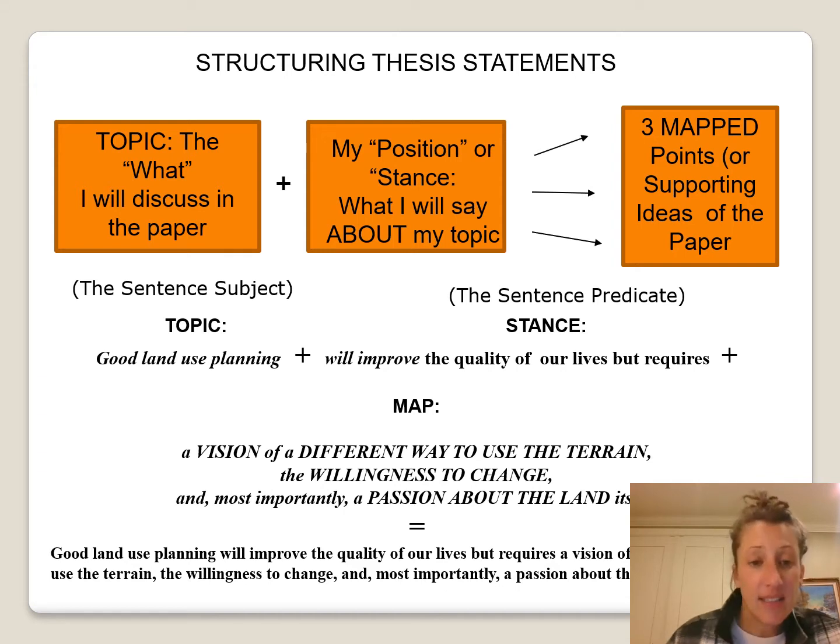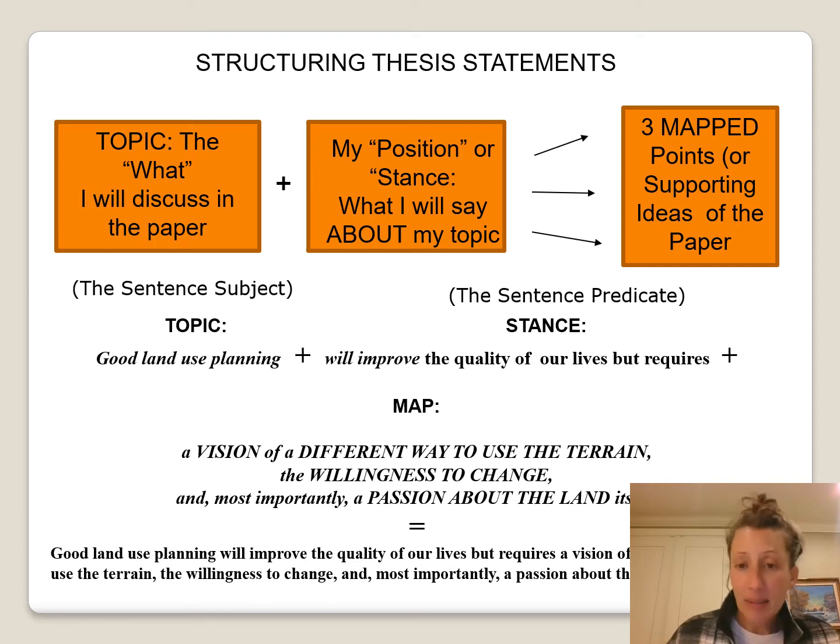So in this example, good land use planning is our topic. This could be for a conservation class in the ag department or a conservation class in the science department, but you're going to write about good land use planning. That's your topic. Then you want to add a position, a stance, what you will say about your topic. So I want to say something really positive about this topic. I'm going to say that good land use planning will improve the quality of our lives, right? So that's my opinion. It's going to make things better for us.